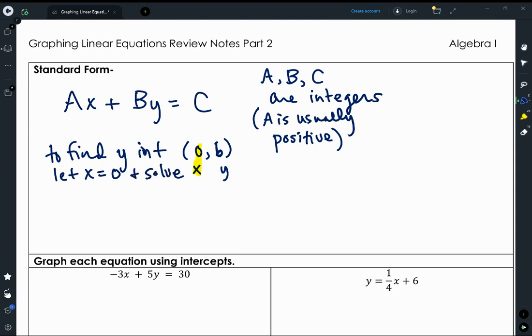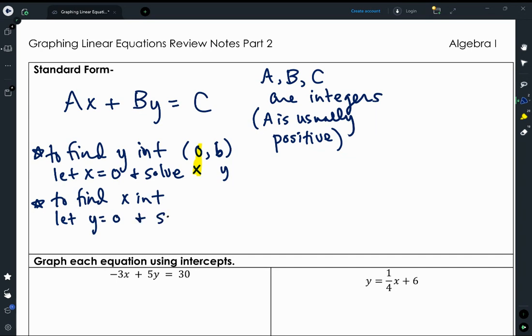So standard form lends itself to easily finding intercepts. And I know in slope-intercept form, you can always find a y-intercept, right? But finding it for this kind is pretty easy. It's just a quick step. To find the x-intercept, if it's on the x-axis, that means your y must be 0. So we are going to let y equal 0 and solve.